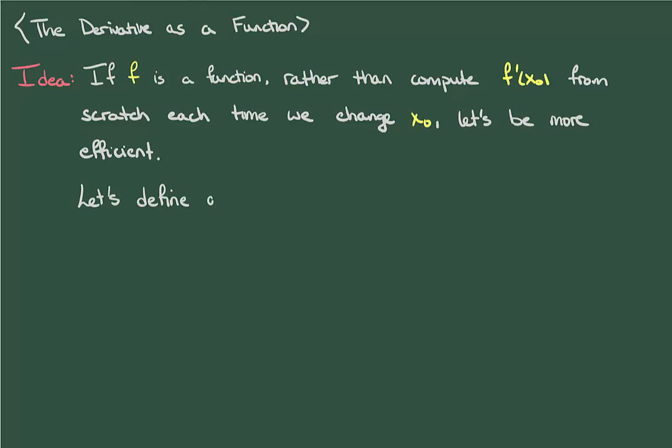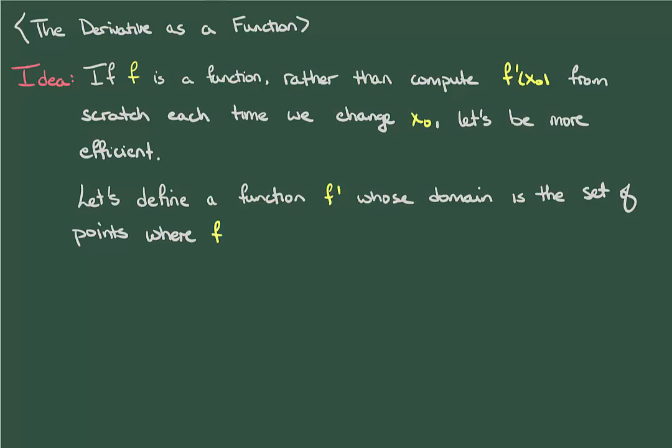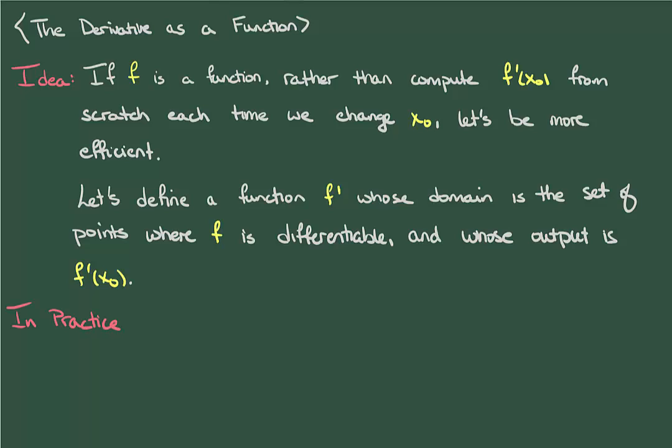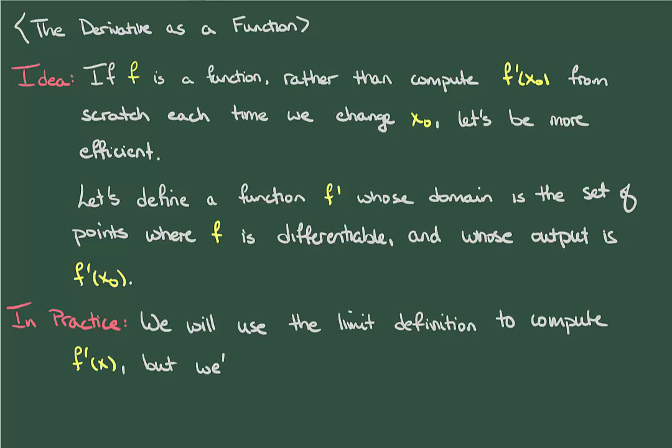The derivative function f prime is a function whose domain is the set of points where f is differentiable, and whose output is the value of the derivative of f at x. In practice, the way that we'll compute the derivative function is nothing new. We'll still use the limit definition of the derivative, but this time instead of substituting a particular value, we'll leave x as being arbitrary.